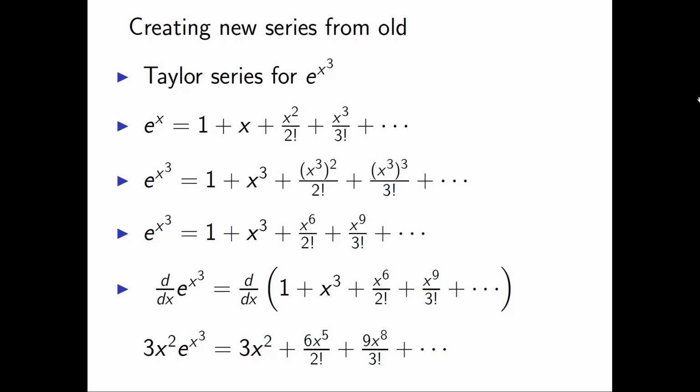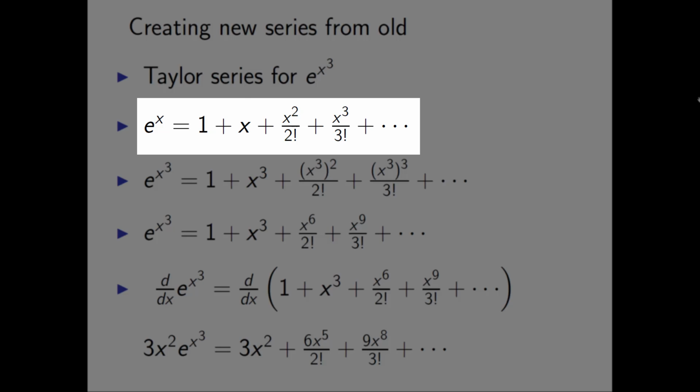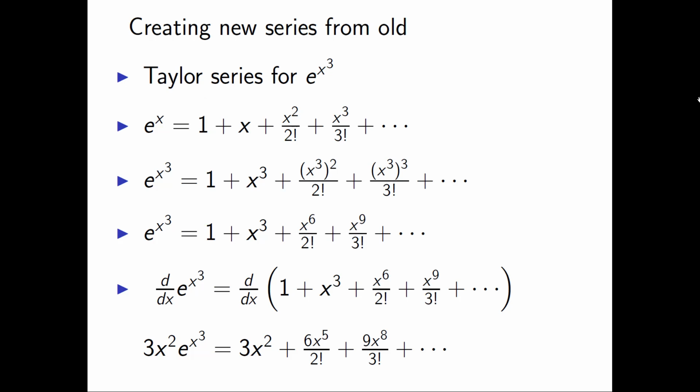Just a quick note on this, you'll notice, in fact, this is only 3x squared multiplied by what we started with. So we could also have taken this function and just multiplied it by 3x squared, and we would have got the same thing. Kind of a fun fact, there's more than one way to do these things.